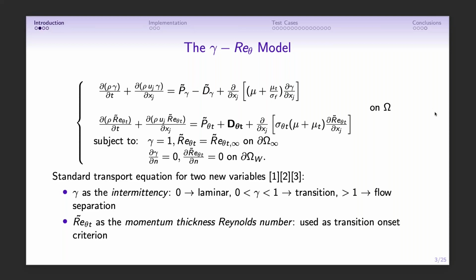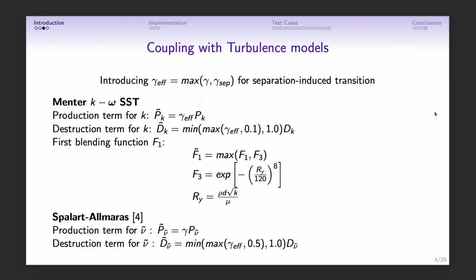Then we have theta theta, which is the momentum thickness Reynolds number, defined as a non-local quantity, but through correlation functions it can be defined on local variables only, and this is used as a transition onset criterion. The model can be augmented in order to also introduce separation-induced transition. For example, we define a new intermittency, the effective intermittency, as the maximum between the intermittency and the separation-induced intermittency, such that we can also predict transition into separation.